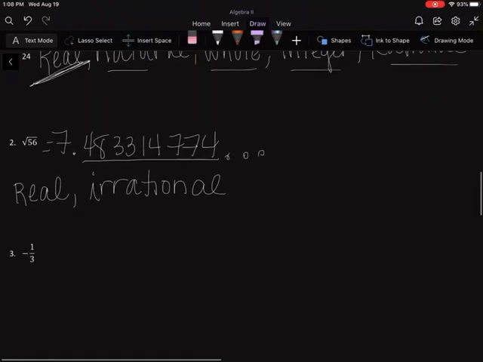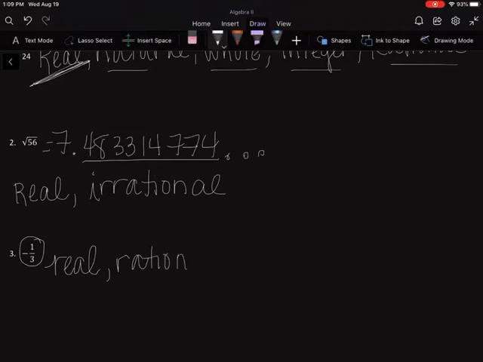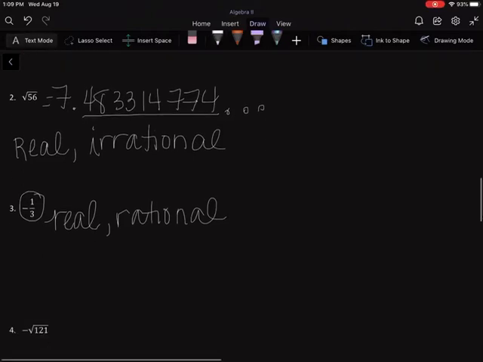Negative 1/3. Oh, I kind of said this earlier when we were talking. This is a fraction, right? It's definitely real. Can I count to 1/3 easily? No. So it's not an integer, so I'm left with rational. Okay? So if it was a nice counting number, it would be considered an integer.